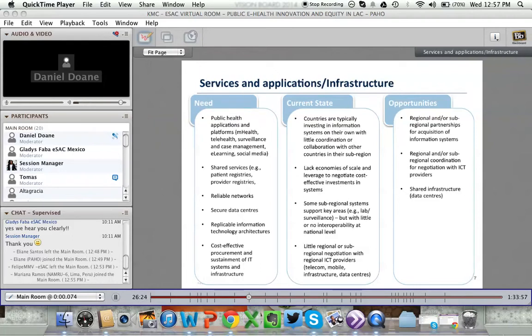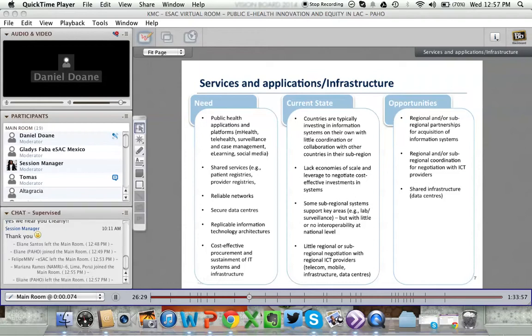In terms of services and applications and infrastructure, these are the tools that we are most often focusing on and that get a lot of attention from an eHealth perspective. That is things like the applications we're using, whether that be mobile health or telehealth. In the case of public health, it can also involve things like surveillance and case management. It might involve things like e-learning and certainly social media. One of the challenges is that there are many applications out there that can support various aspects of eHealth, and it can be overwhelming for countries to figure out which system is the most appropriate for them and to be able to invest in those systems.